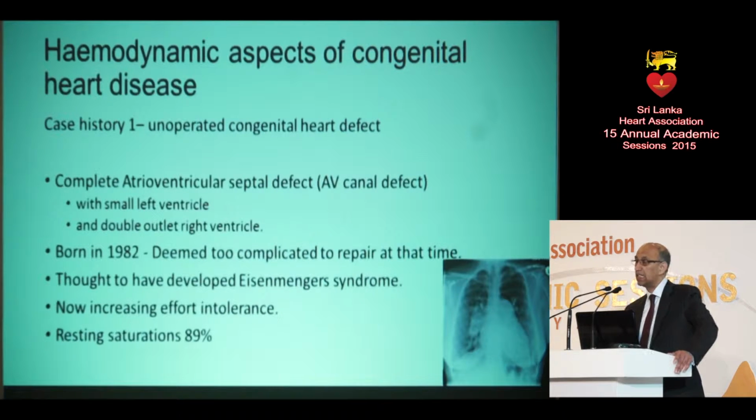So she was born in 1982 in a different era and was deemed too complicated to repair at that time. She has a complete atrioventricular septal defect, formerly called an AV canal defect, with the added complications of a small left ventricle and a double outlet from the right ventricle. I'll go through the diagnosis again in a moment. She was breathless when she was young and was thought to have developed Eisenmenger's. In adult life, she presents again with increasing effort intolerance and a stable but reduced saturation of around 89%.